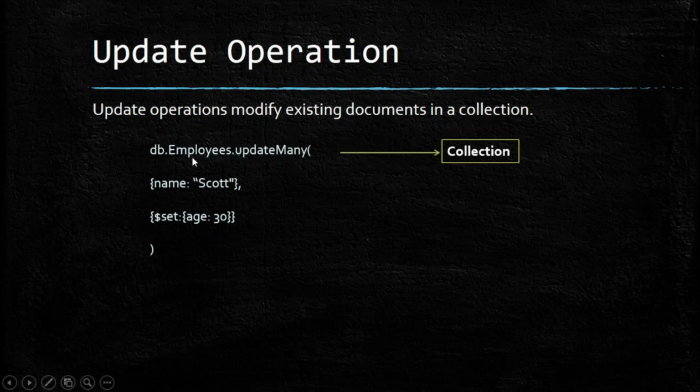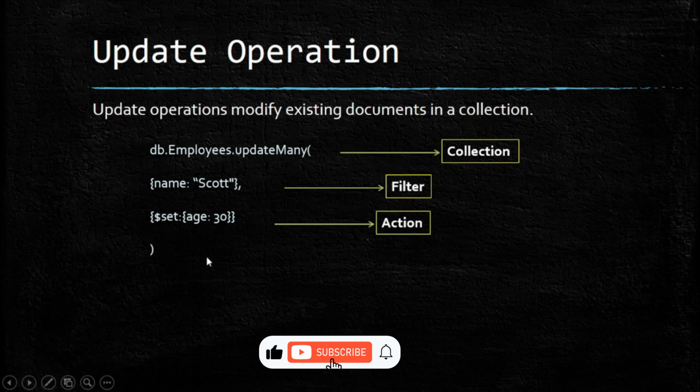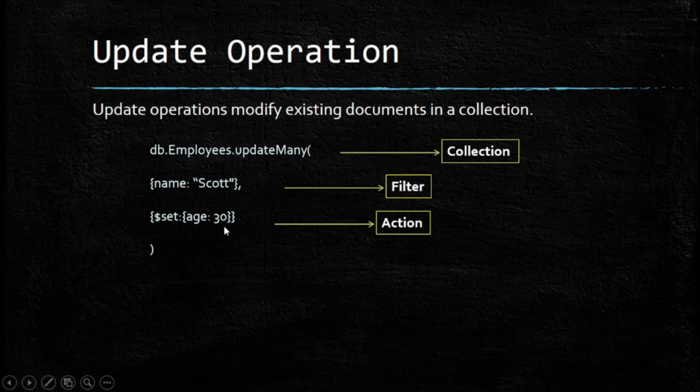As per this example, db.employees, that means this is our collection. Then after we will use our method. In this case, I am using update many. So this is the filter, or whose data we want to change. As per this condition, the data will be picked from the database or our collection. Then after it will update the records. Next one we can see $set, and we are assigning the age to 30. So this is our action. Once this command is executed in our database, that time Scott's age will be changed to 30.